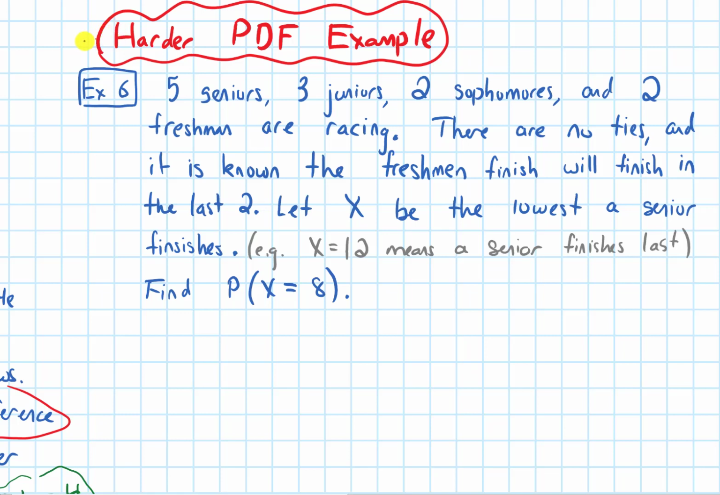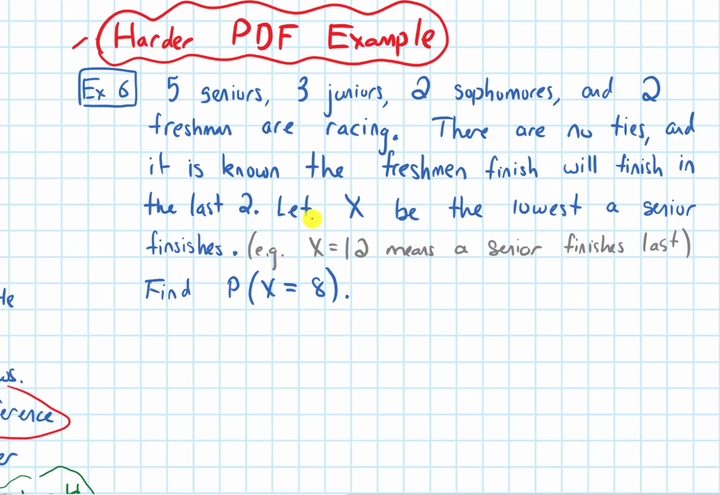In this video, we are going to do a harder probability density function, or PDF, example. The example says that 5 seniors, 3 juniors, 2 sophomores, and 2 freshmen are racing. There are no ties, and it is known the freshmen will finish in the last 2. Let X be the lowest a senior finishes.